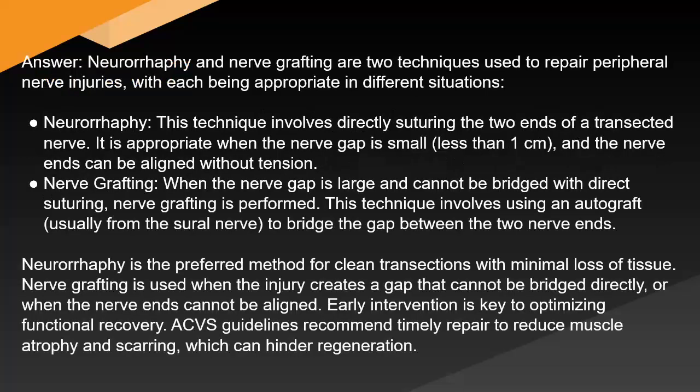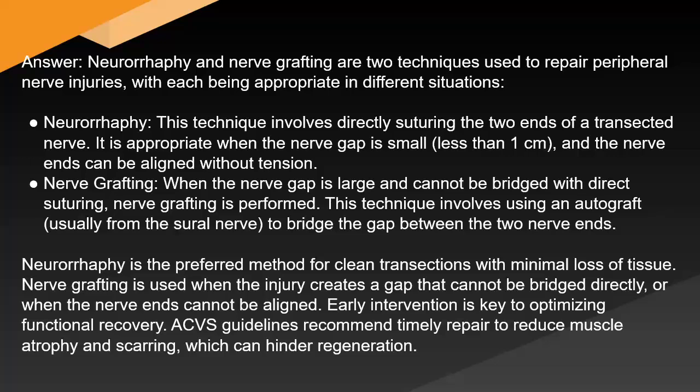Answer: neurorrhaphy and nerve grafting are two techniques used to repair peripheral nerve injuries, with each being appropriate in different situations. Neurorrhaphy: this technique involves directly suturing the two ends of a transected nerve. It is appropriate when the nerve gap is small, less than 1 centimeter, and the nerve ends can be aligned without tension. Nerve grafting: when the nerve gap is large and cannot be bridged with direct suturing, nerve grafting is performed. This technique involves using an autograft, usually from the sural nerve, to bridge the gap between the two nerve ends.